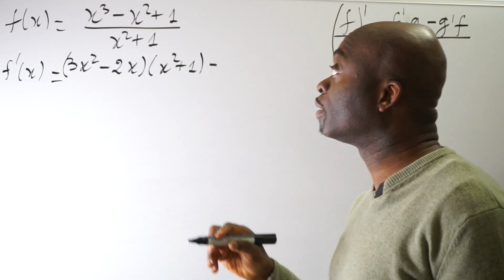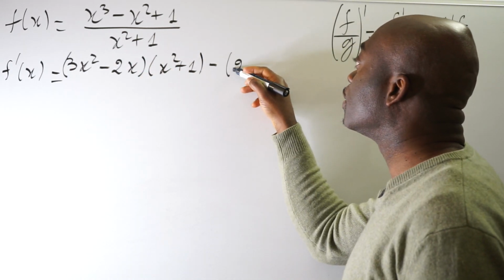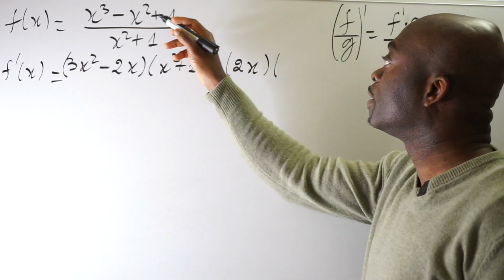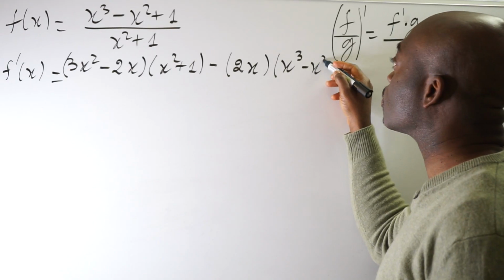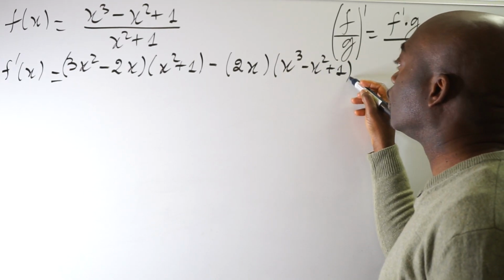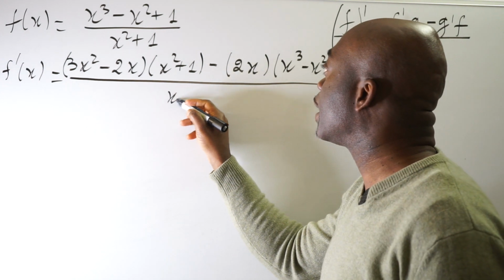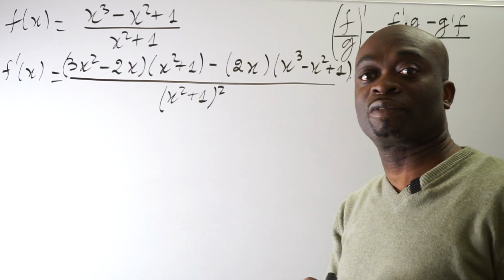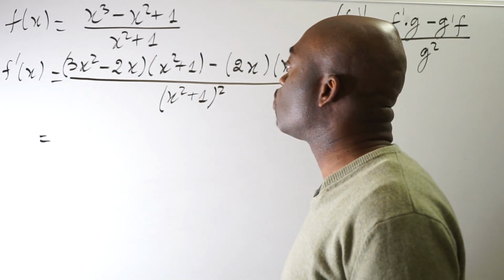Then minus the derivative of the bottom one, which is going to give us 2x plus 0 times x to the third power minus x squared plus 1. And the whole over x squared plus 1 to the second power. How interesting, right? So what is this one going to give us then?